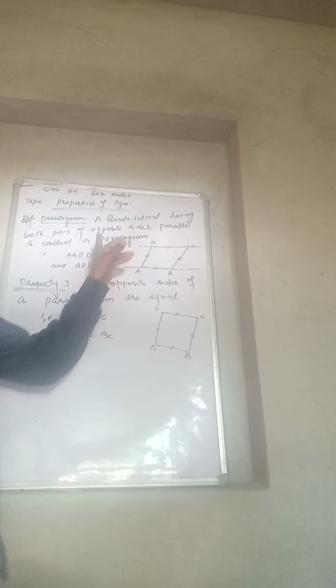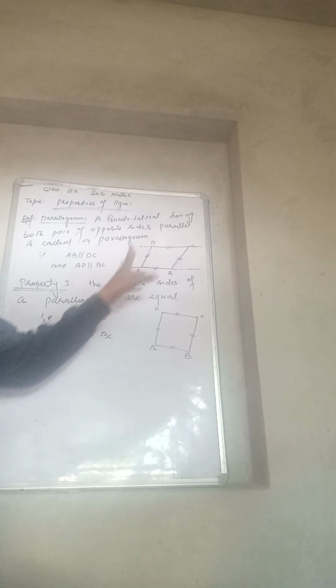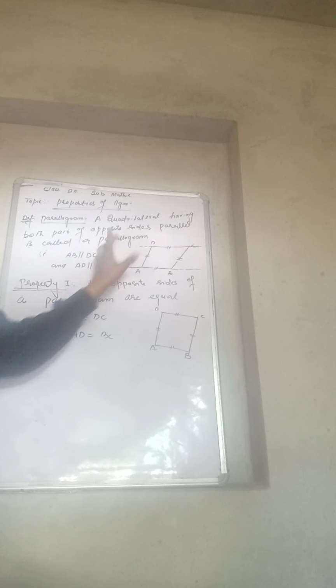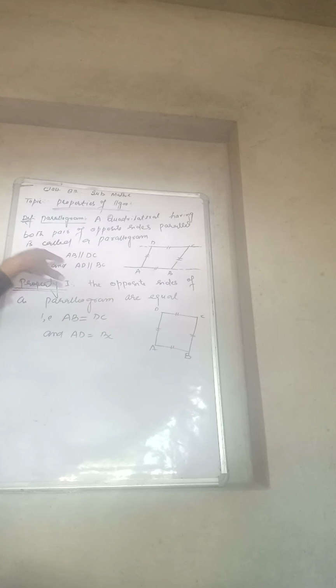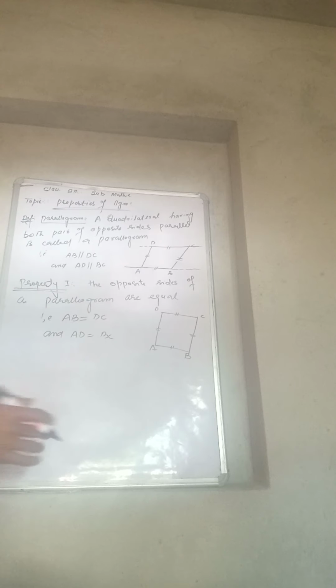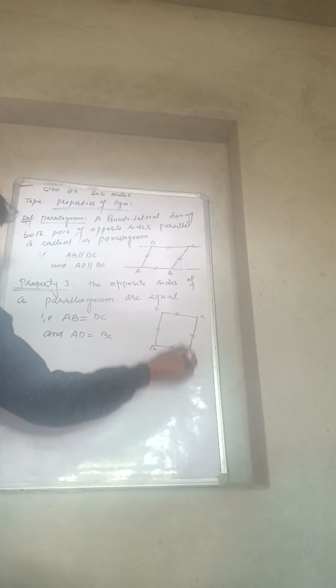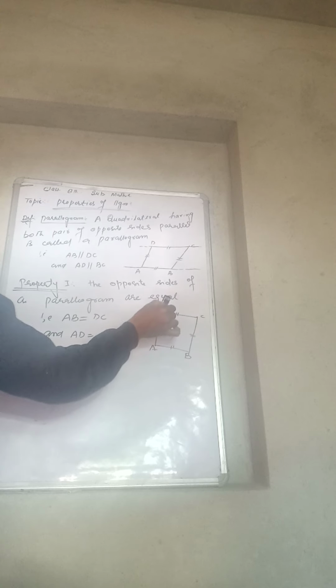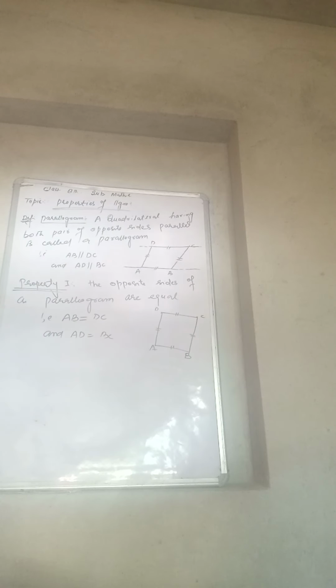So the difference is that the opposite sides are parallel. So what is the difference between this definition and properties? What is the definition of the parallelogram? This is the definition of parallelogram. Using this definition, we can prove these things. We can prove that AB is equal to DC and AD is equal to BC. This is the first property of parallelograms. Property number second.